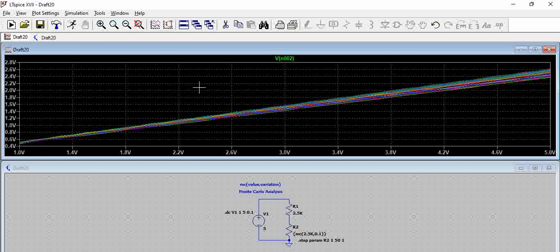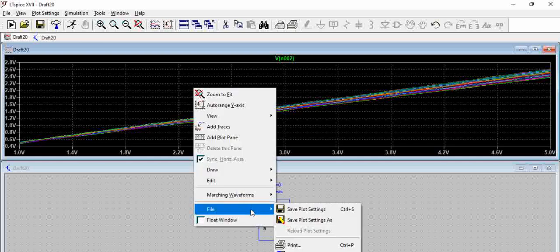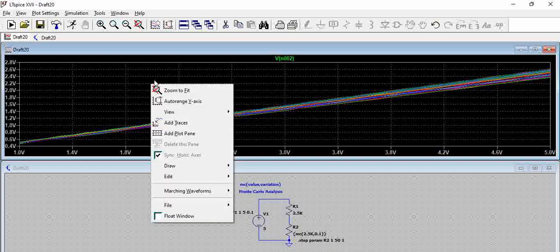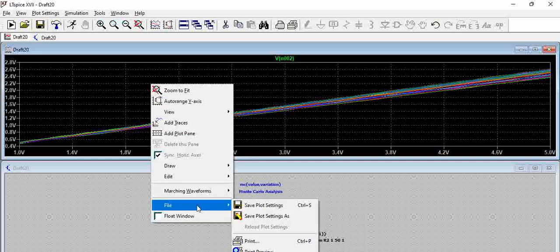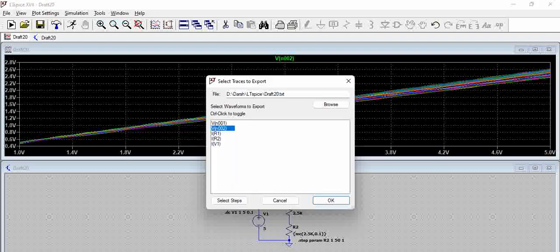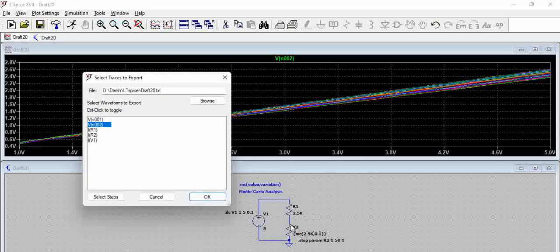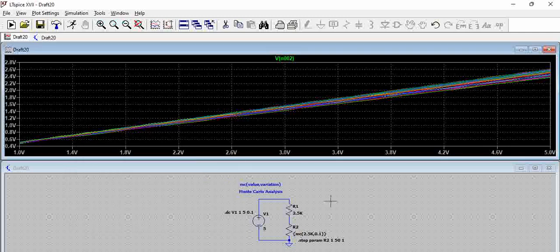Now there is a way to export these results. You can right click here on the results screen and go to file and export data as text. So what we wanted is the node voltage. If you name this node, it would have been good, but for us, let us keep it. And then we wanted the voltage and the currents. For now we don't need current also, but let us keep it, and say okay.